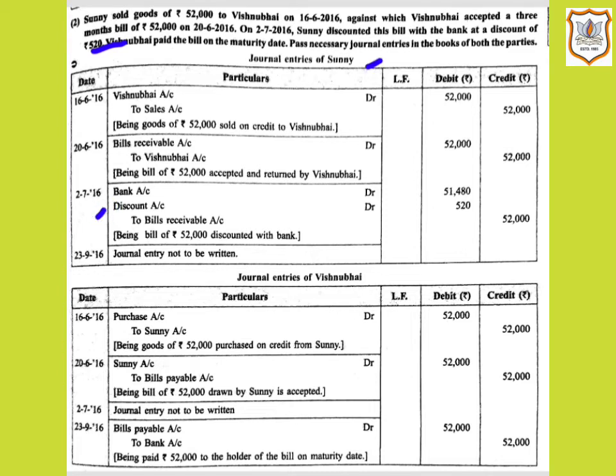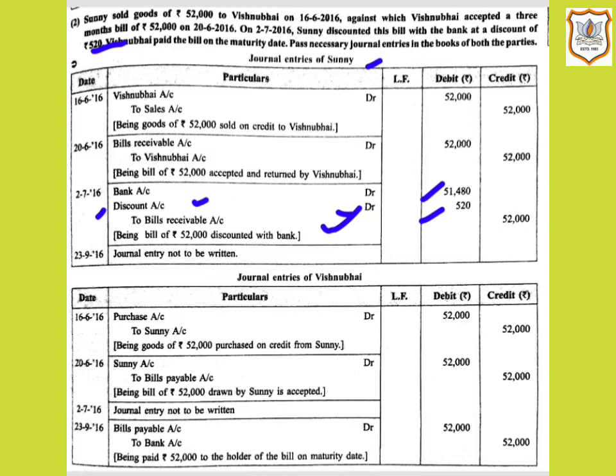Here first we will write date 2nd July 2016. Here as he is getting the money, bank account will be debited with the amount of the bill less discounting charges, that is 52,000 minus 520, that comes to 51,480, and discount account will be debited as discount amount is an income for a bank, whereas it is an expense for the holder of the bill. So being an expense for the holder of the bill, that is Sunny, here in his book discount account will be debited by rupees 520, that is discounting charges charged by the bank, and bills receivable account will be credited with the full amount of the bill, that is 52,000. In narration, we will write being bill of rupees 52,000 discounted with bank.